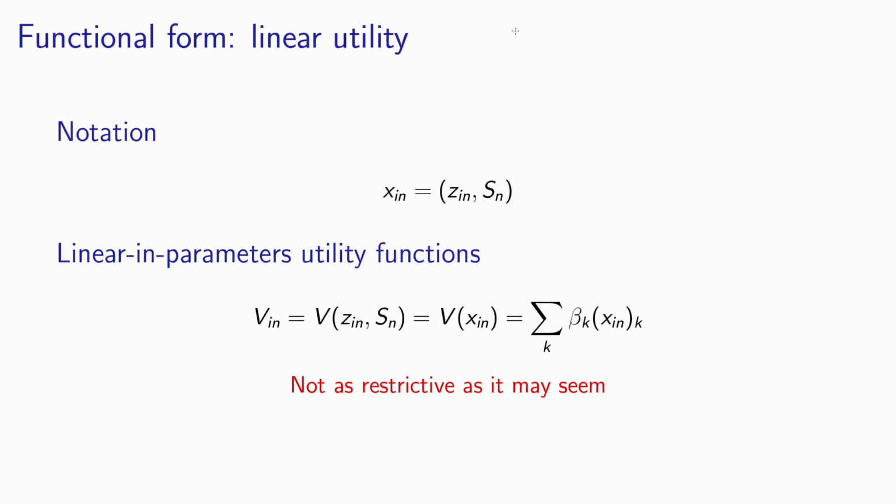Now the most common specification of the utility function is what we call a linear in parameter specification. In this case, V_in is simply a linear combination of these variables. And the coefficients of this linear combination that we denote here by beta_k are actually unknown parameters that we will have to estimate using observations.